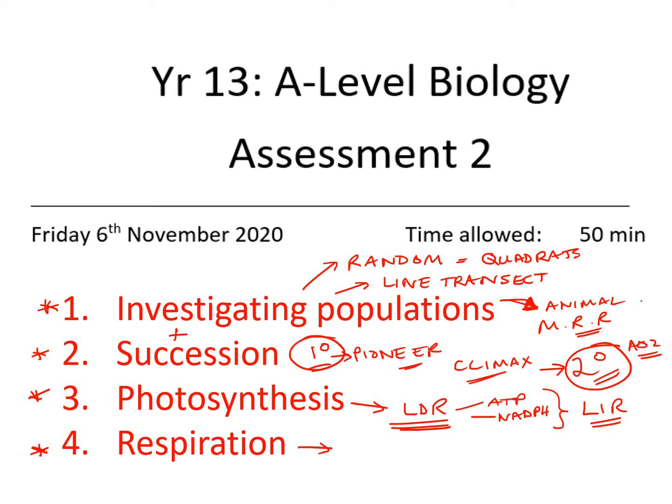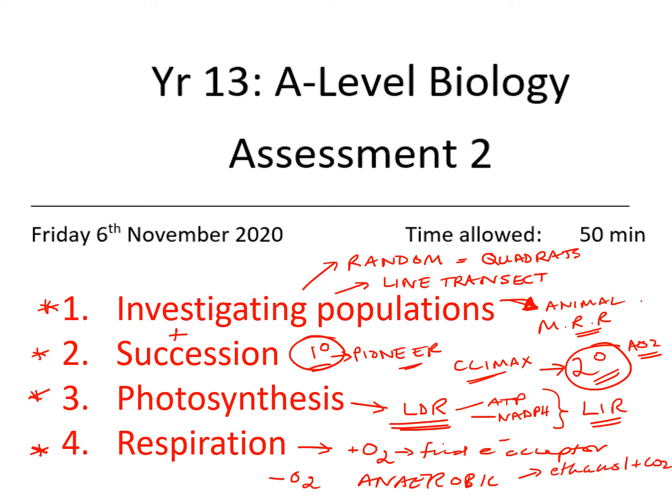And the last one then is respiration. So we've got aerobic respiration with oxygen, and that's the final electron acceptor inside the mitochondria to make H2O. If there's no oxygen present, we're going to get anaerobic respiration that only involves glycolysis, and we can either have ethanol and CO2 if it's plants or yeast, or if it's muscle cells, we're going to get lactate in the cytoplasm. But the mitochondria are not involved during anaerobic respiration where there's a lack of oxygen.